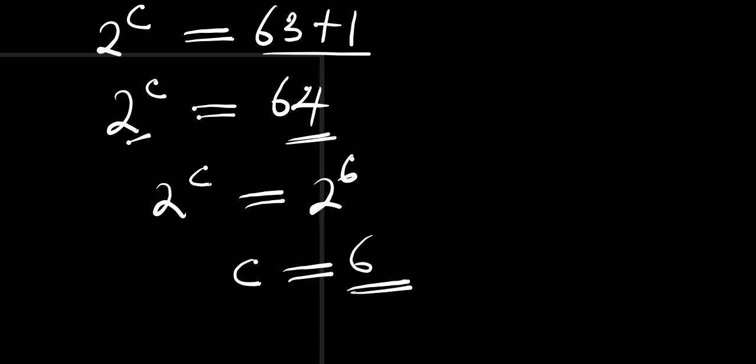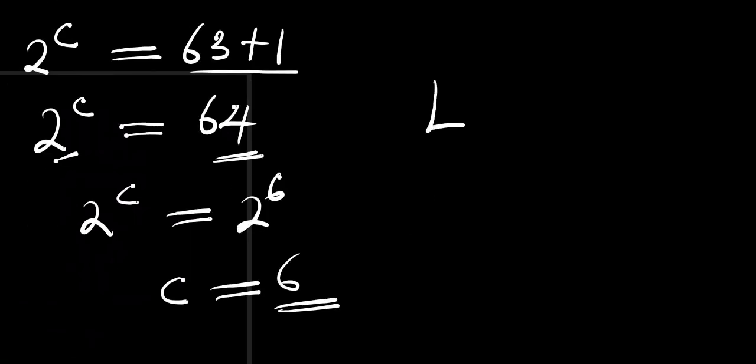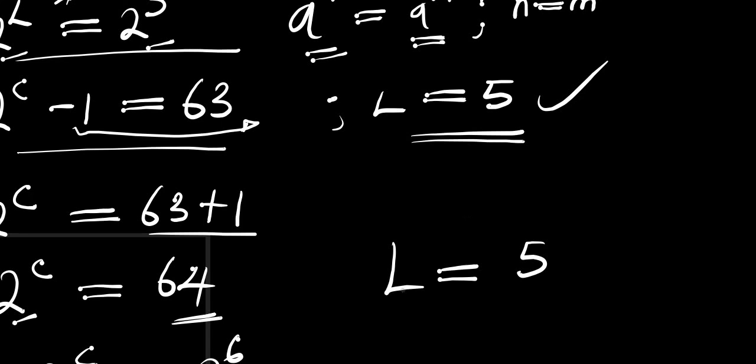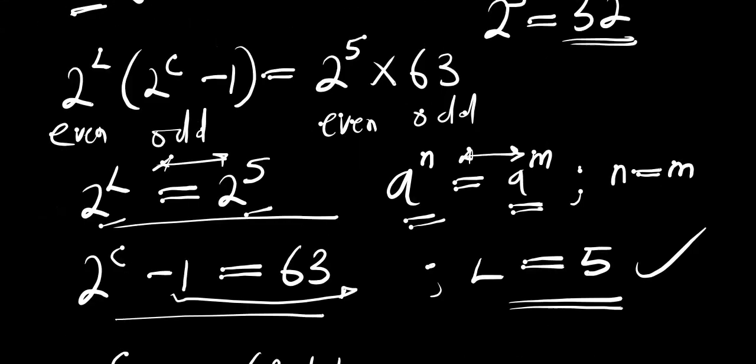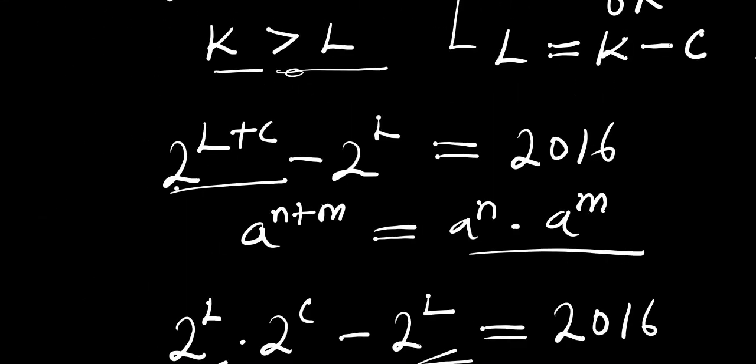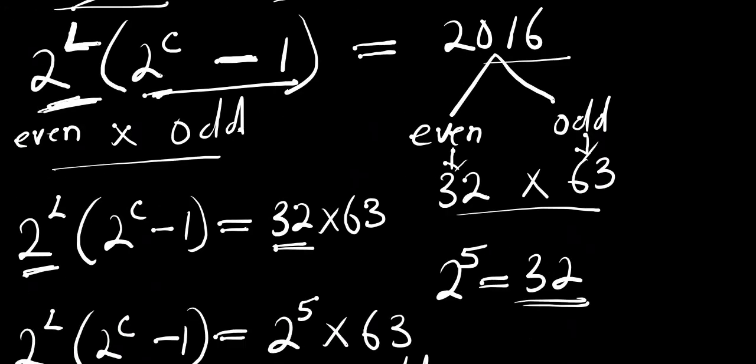So we have two solutions right now. Let me write it here. First is we have L equals 5, what we got here. Then second is we have C equals 6. Now we need to solve for K. Now let's get back to the equation that linked L and K, remember. So this is it. We made use of this particular equation, K equals L plus C. So let's recopy it.